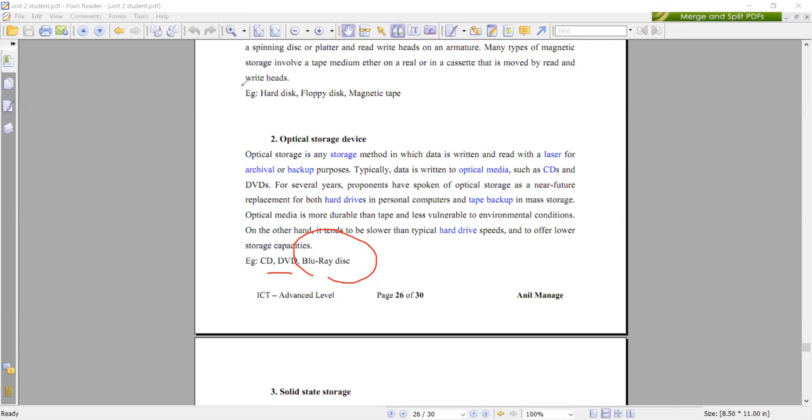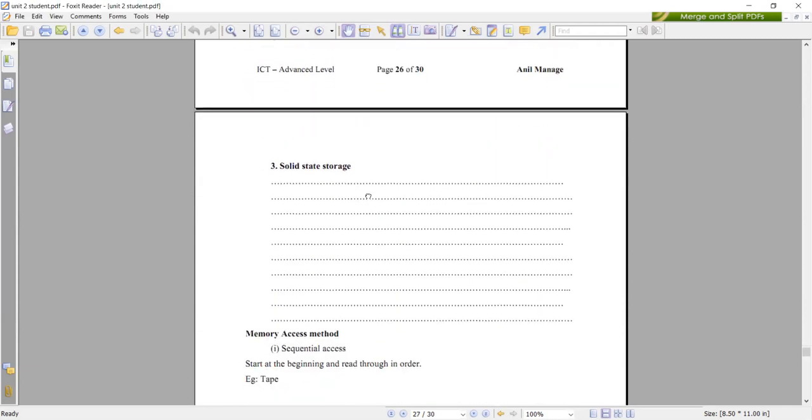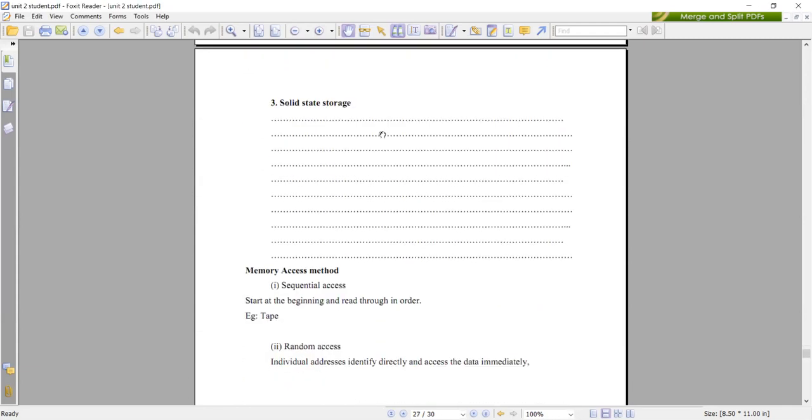Actually, now rather than optical media, solid state has become very popular, right? So we'll go to the solid state. Pen drives, memory cards, and all that come under this one. Write that down under solid state.